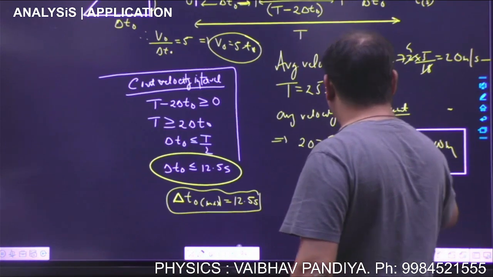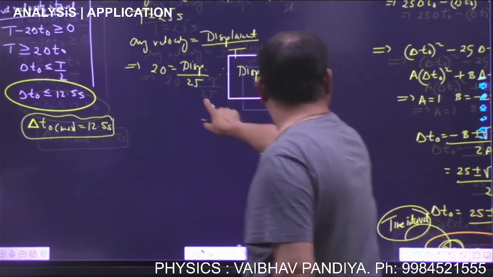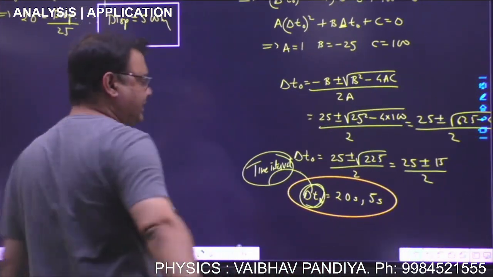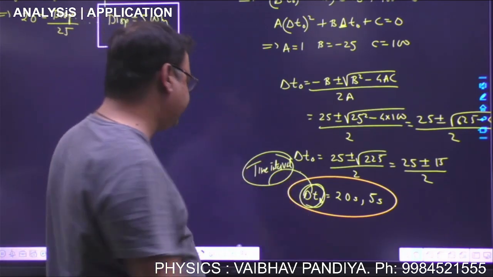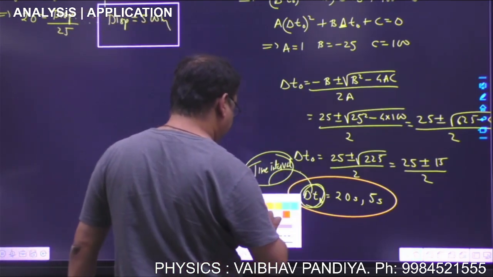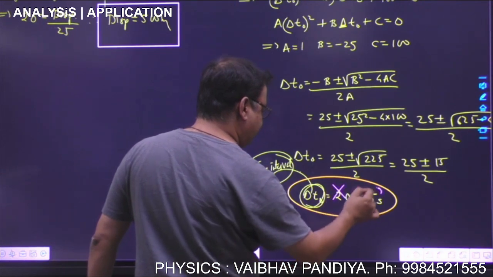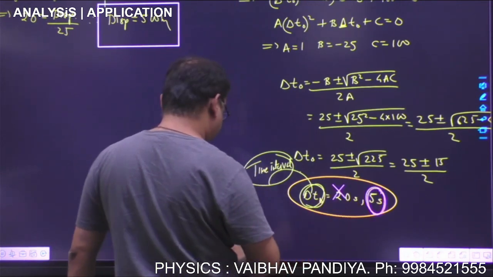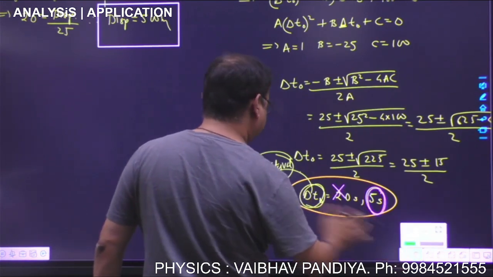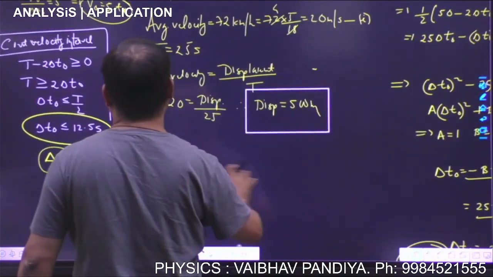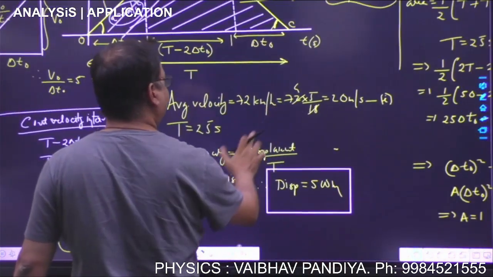So we got the two answers. What are the answers we got for delta t naught? One is 20 seconds, one is 5 seconds. Now 20 seconds is greater than the maximum value of 12.5 seconds. So this will not be a physically acceptable value. So the answer that is physically acceptable is 5 seconds. Okay. So we got the value of delta t naught as 5 seconds. Got it? Therefore delta t naught comes out to be 5 seconds.